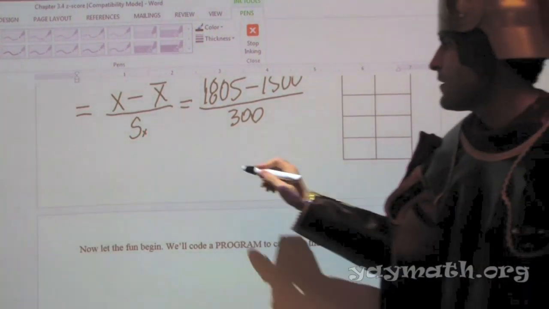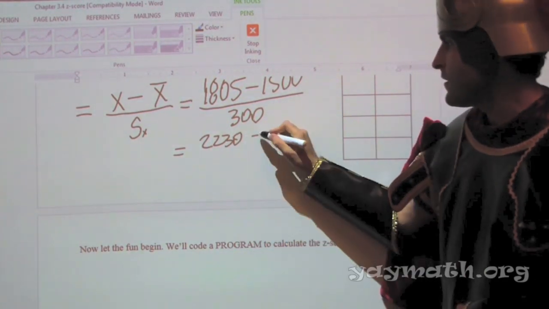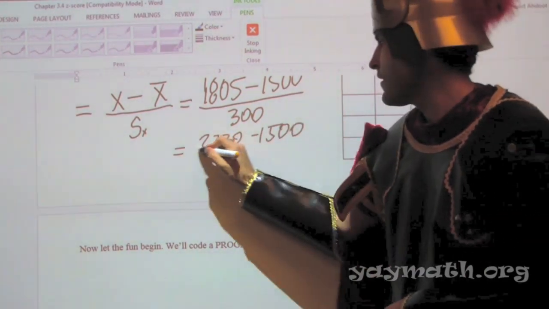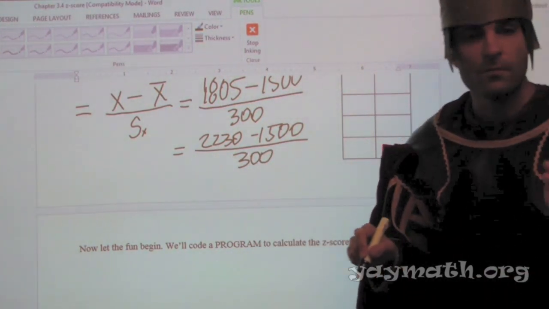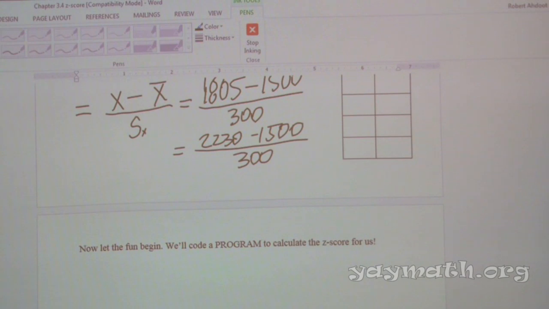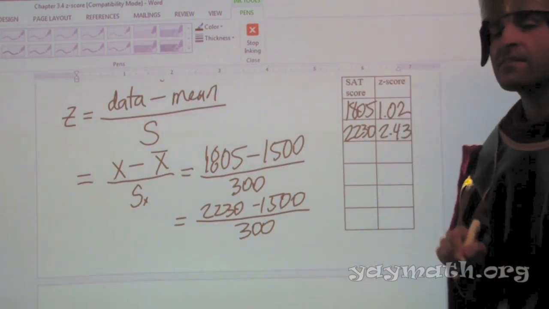So now we have 2230 minus what? 1500, over what? 300. And we get what? 2.43. 2.43.